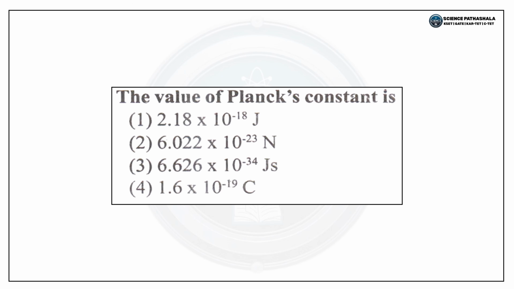So next question, the value of Planck's constant is. ಇಲ್ಲಿ 4 ಆಪ್ಷನ್ ಕೊಟ್ಟಿದ್ದಾರೆ. So carefully ನೋಡ್ರಿ ಆಪ್ಷನ್ಸು. ಆಪ್ಷನ್ 1, ಆಪ್ಷನ್ 2, ಆಪ್ಷನ್ 3, ಆಪ್ಷನ್ 4. So here as we have discussed in the earlier slides, the correct answer it is 6.626 into 10 raised to minus 34 joule second is the correct answer. ಅಂದ್ರೆ ಆಪ್ಷನ್ 3 ಸರಿಯಾದ ಉತ್ತರ.